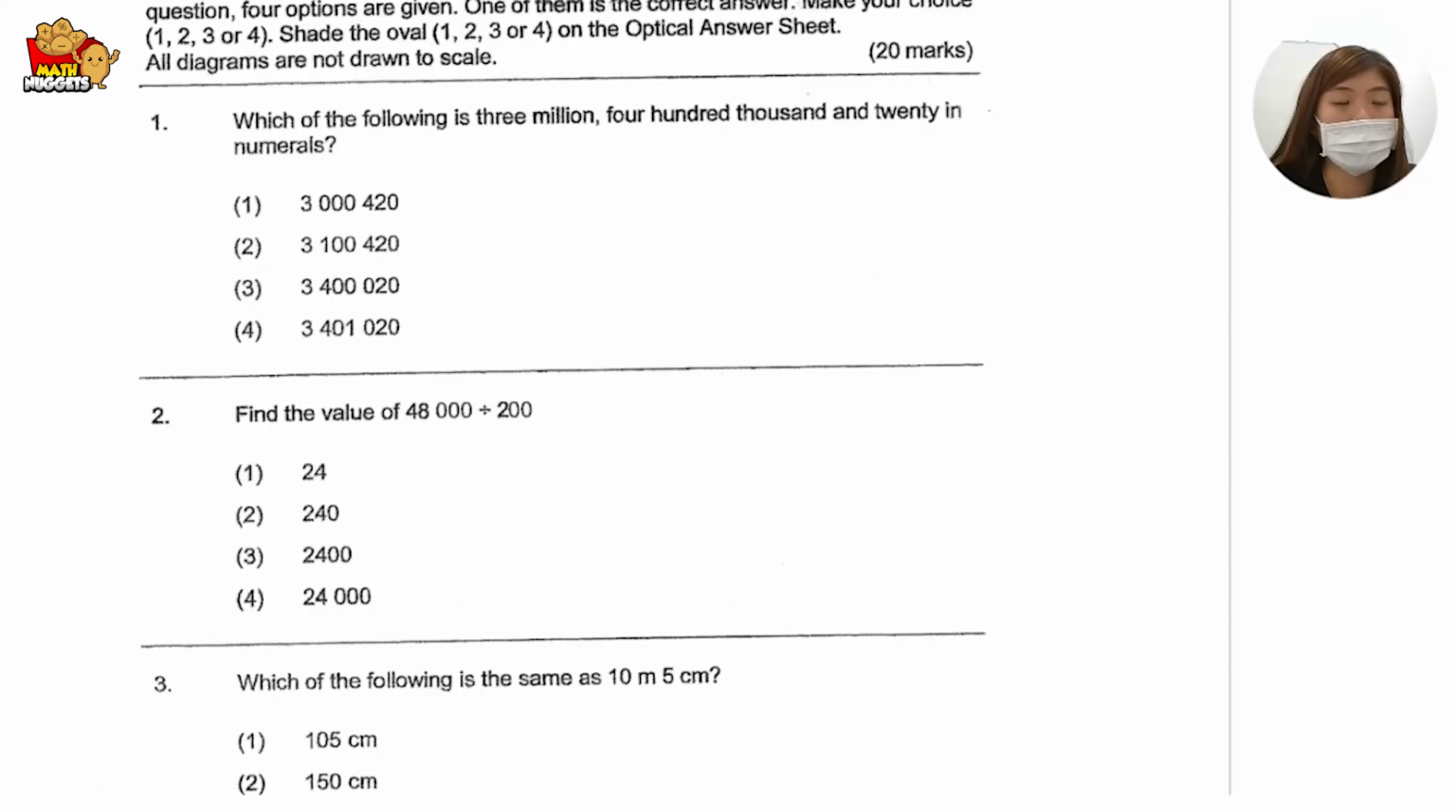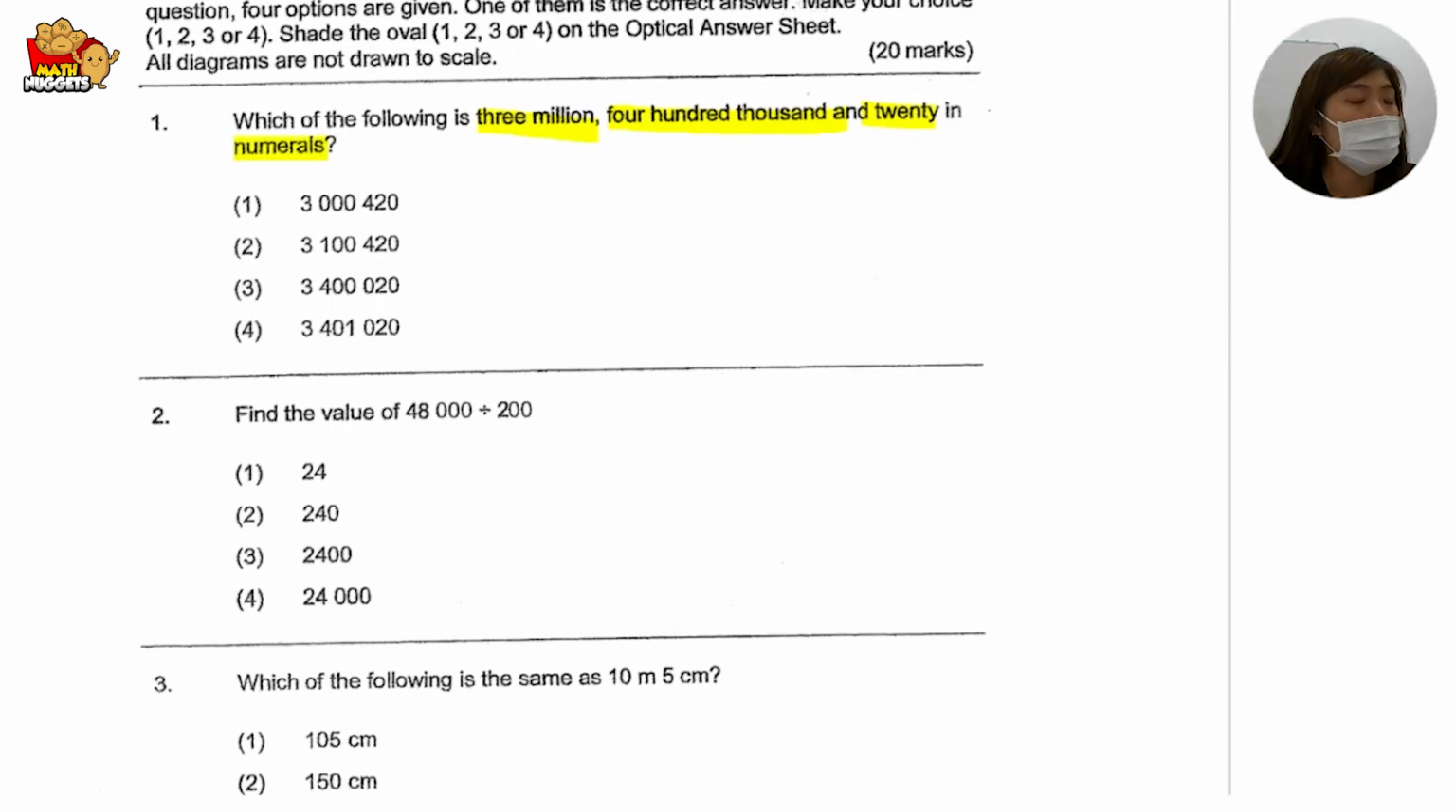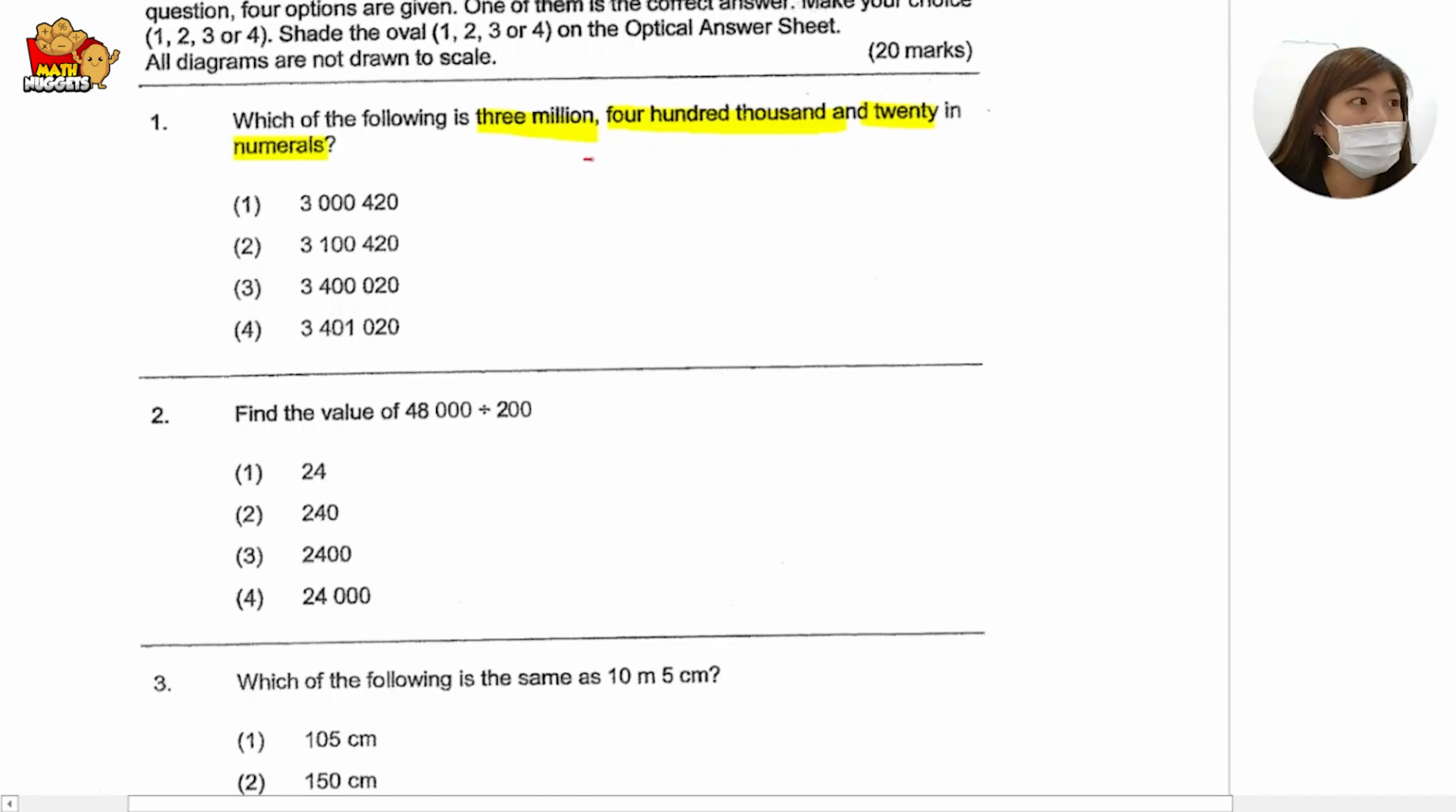Okay, the first question. Which of the following is 3,400,000 and 20 in numerals? To work with this question, let us write down the numerals for each of the terms here. So 3 million, we have 6 zeros, correct?